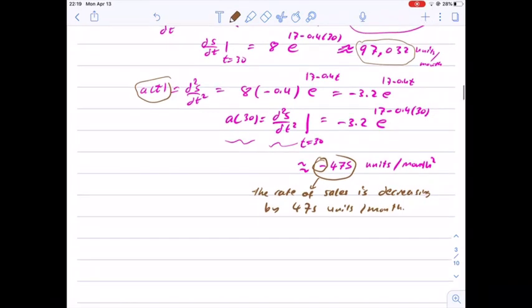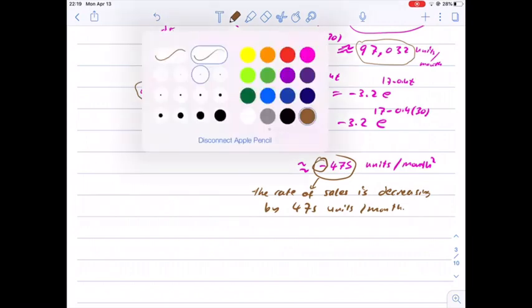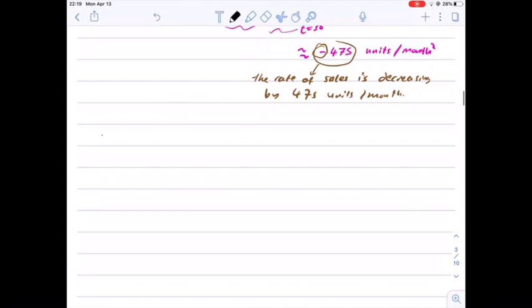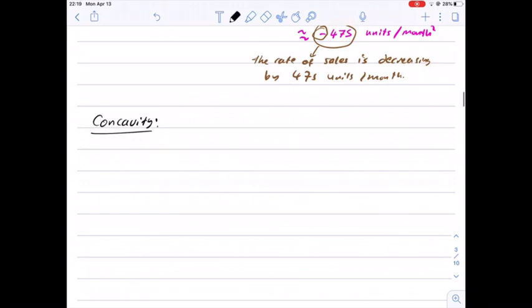Now let's talk about, we talked about acceleration. Now let's talk about the concavity. What do we mean by concavity? The concavity function tells us, or the second derivative of the function tells us, what direction the graph of f curves or bends. So we find the second derivative. This tells us about the concavity of the function.